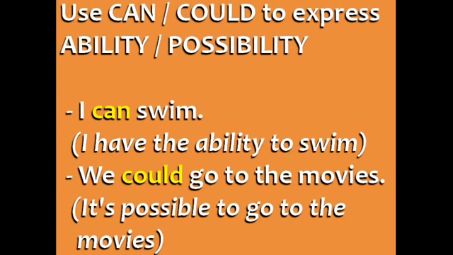Use can and could to express ability and possibility. I can swim means I have the ability to swim. We could go to the movies means it's possible for us to go to the movies.